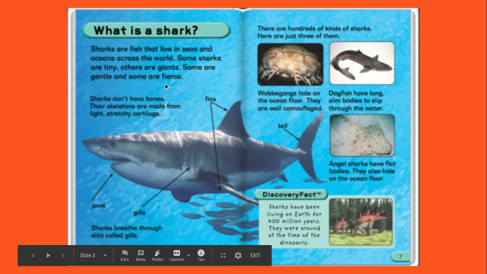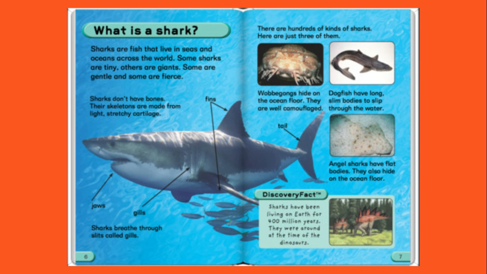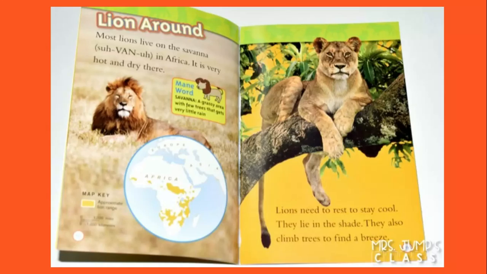If I just read this piece right here, all I would know is that they are a fish. They live in oceans around the world. They come in different sizes, and some are fierce and some are not. By reading the rest of this page and paying attention to those text features, I have gained so much more information and details and facts about sharks. Let's take a look at another book and practice our strategy of don't skip it.